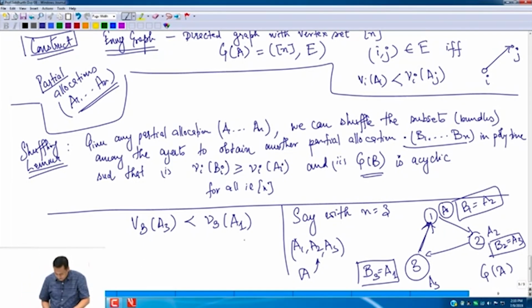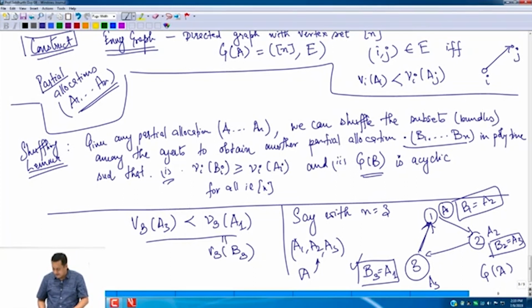But note that because of this inequality, what I have done is B3 is A1, right? I shuffled these two subsets, so I have equality here. This is just a notational change. What was A1 is now being called B3. So I have this, and the strict inequality is because of the NV condition. So if I do this, certainly the first condition of the lemma continues to hold.